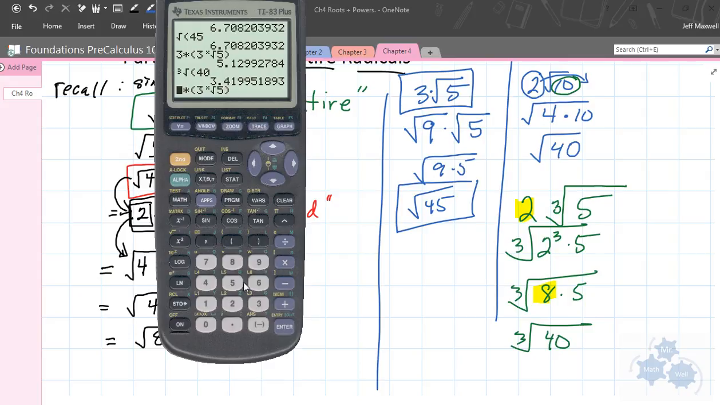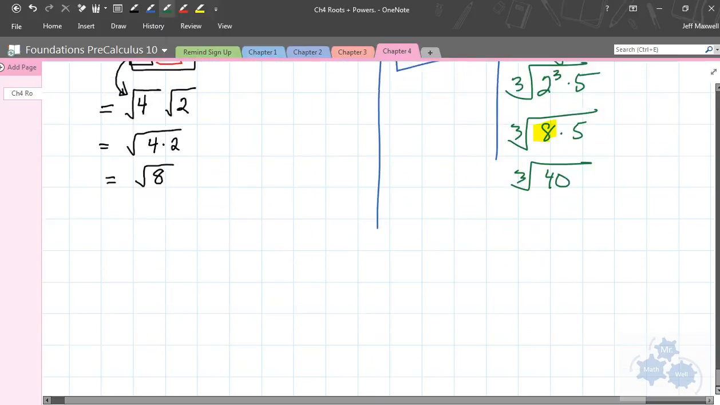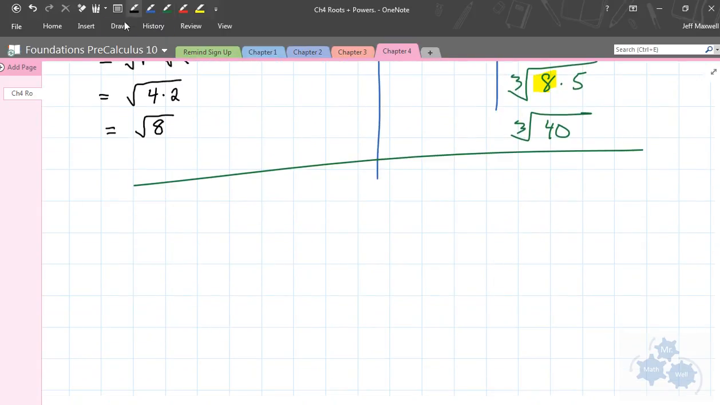Thank you. I put the 3 in front. Okay. So there we go. See, the cube root of 40 and 2 times the cube root of 5. There we go. Same number. Okay? All right. Let's do another example.